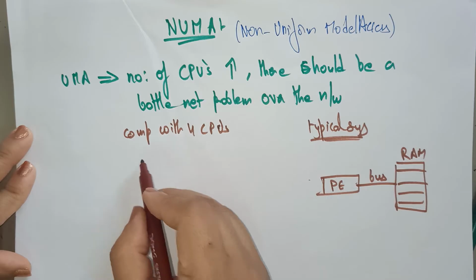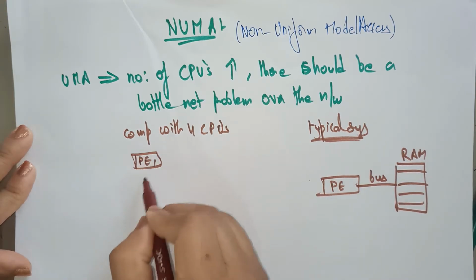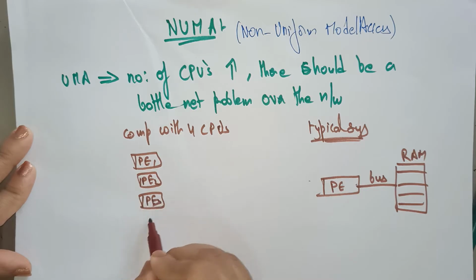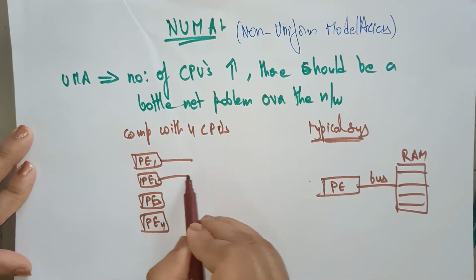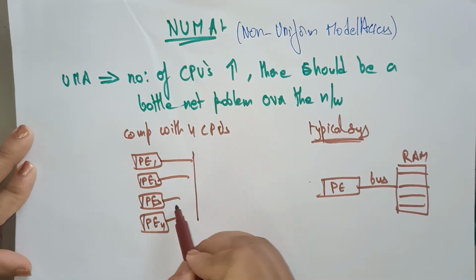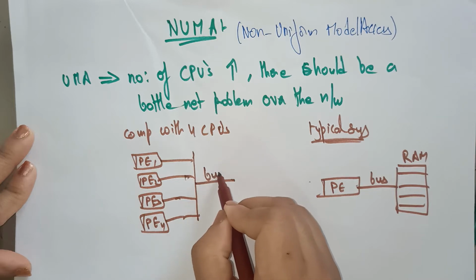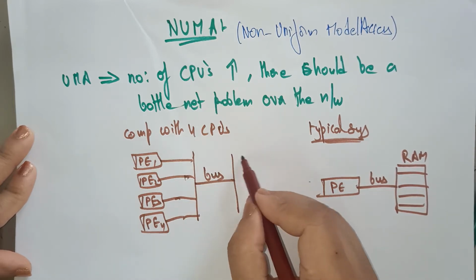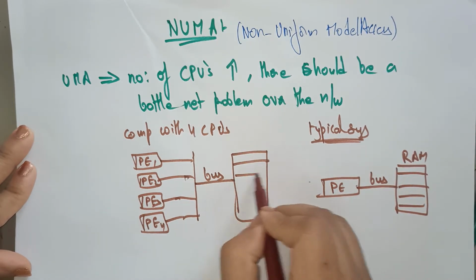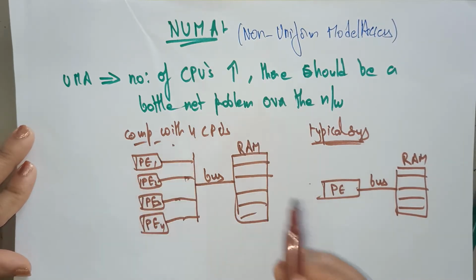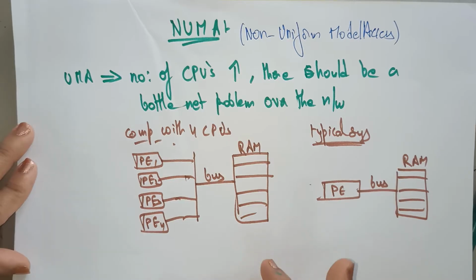4 CPUs. That means this is one processing element PE1, PE2, PE3, PE4. So the 4 processing elements are there, and all processing elements are connected to the bus. And this bus is connected to a shared memory, a single memory, that is a RAM. So here this is a UMA model.